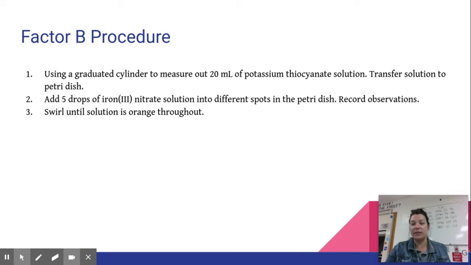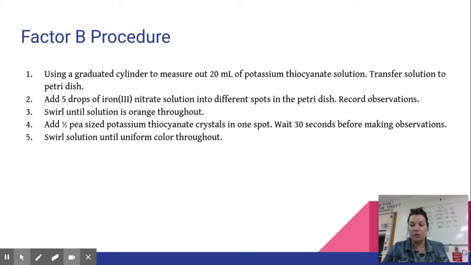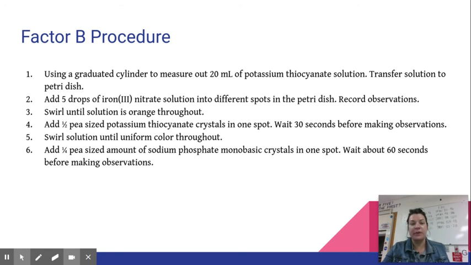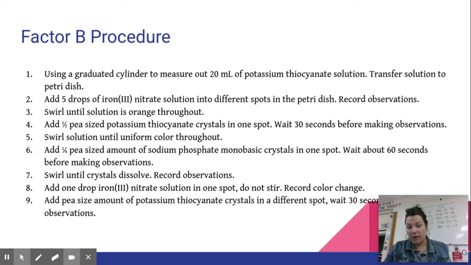I'm going to then swirl to get an orange color. I'm then going to add a pea-sized thiocyanate crystal in one spot. I'm going to wait 30 seconds, make observations. Swirl the solution to make it uniform. Add a small amount of that sodium phosphate monobasic, that's the H2PO4 minus, I think it is. You're going to wait about 60 seconds before making observations. Swirl until the crystal dissolves. And then we're going to add more iron again, record observations. We're going to add more thiocyanate, record observations, and then we're going to clean the Petri dish.